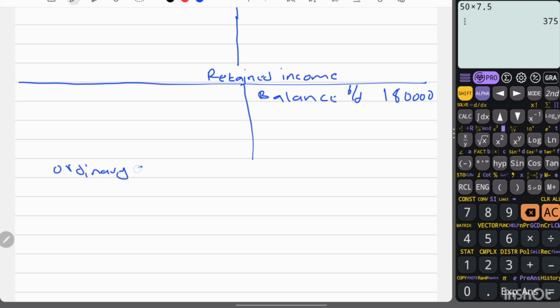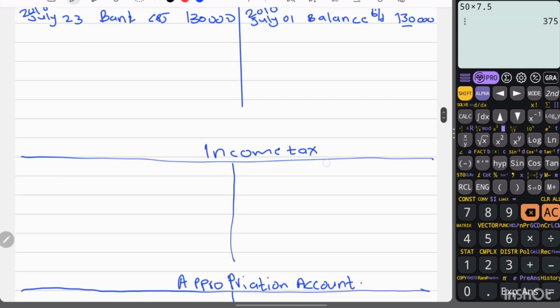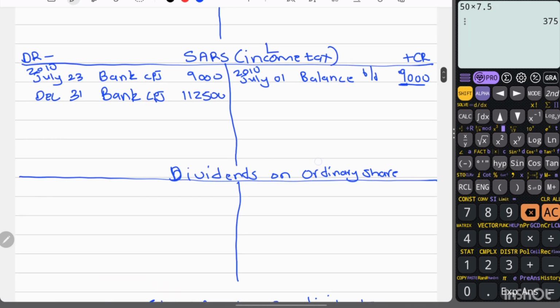Ordinary share capital. We are given this information that at the beginning, 500,000 shares were issued. We were given also the price at R2 per share. We were also given the amount. The amount is 1 million. Let me show you that information.